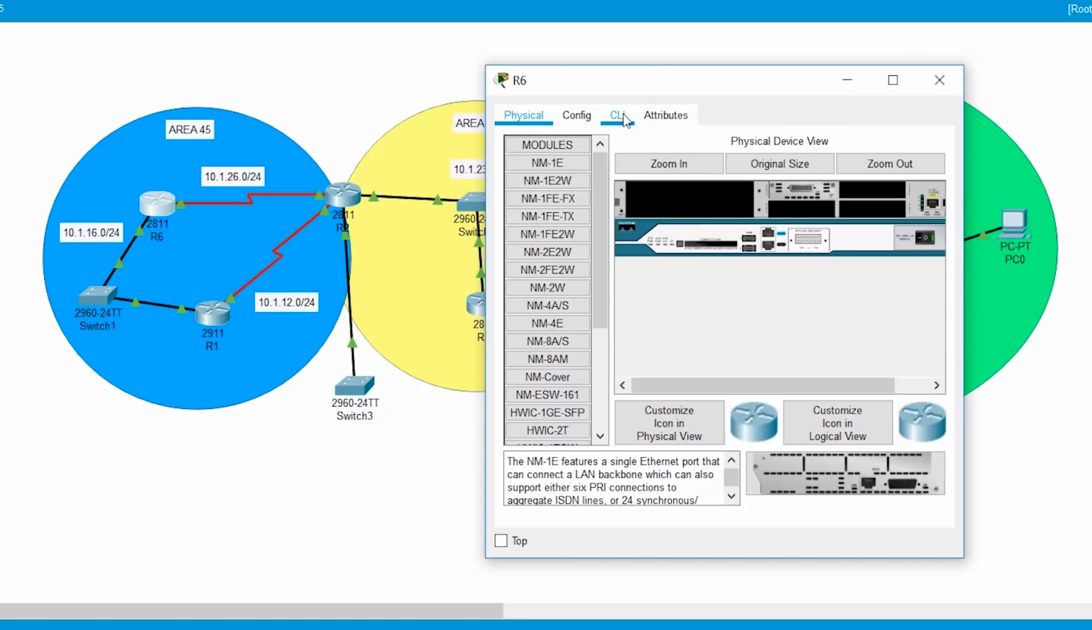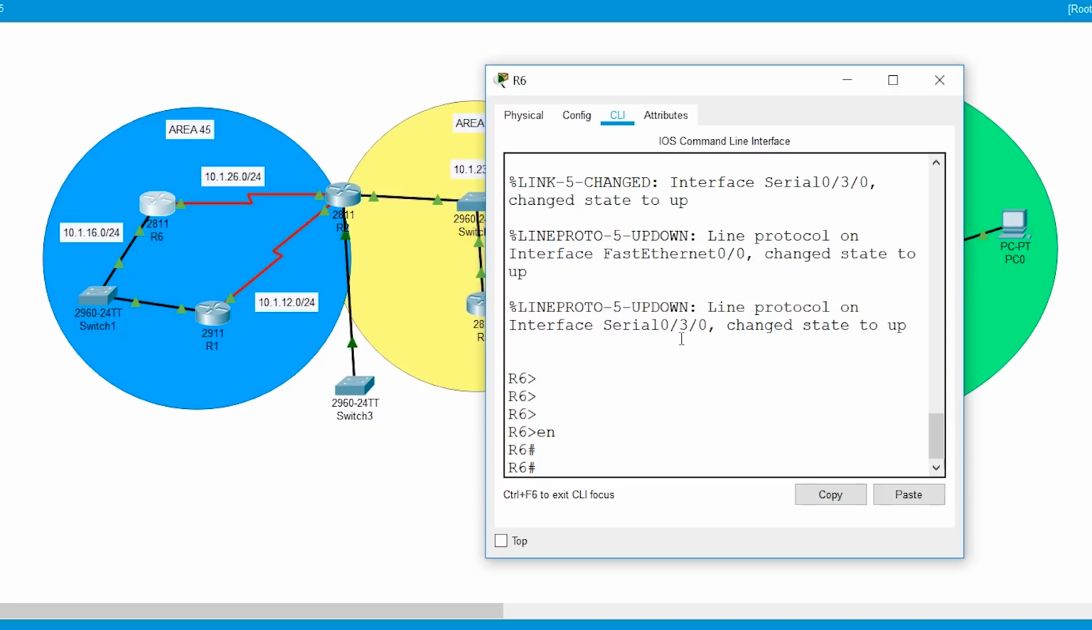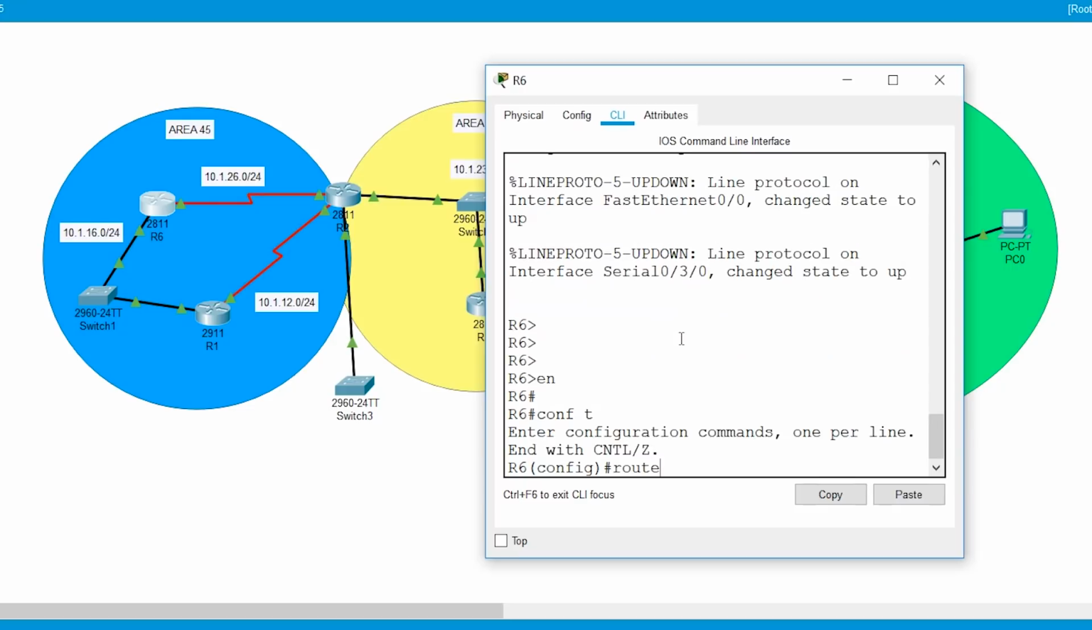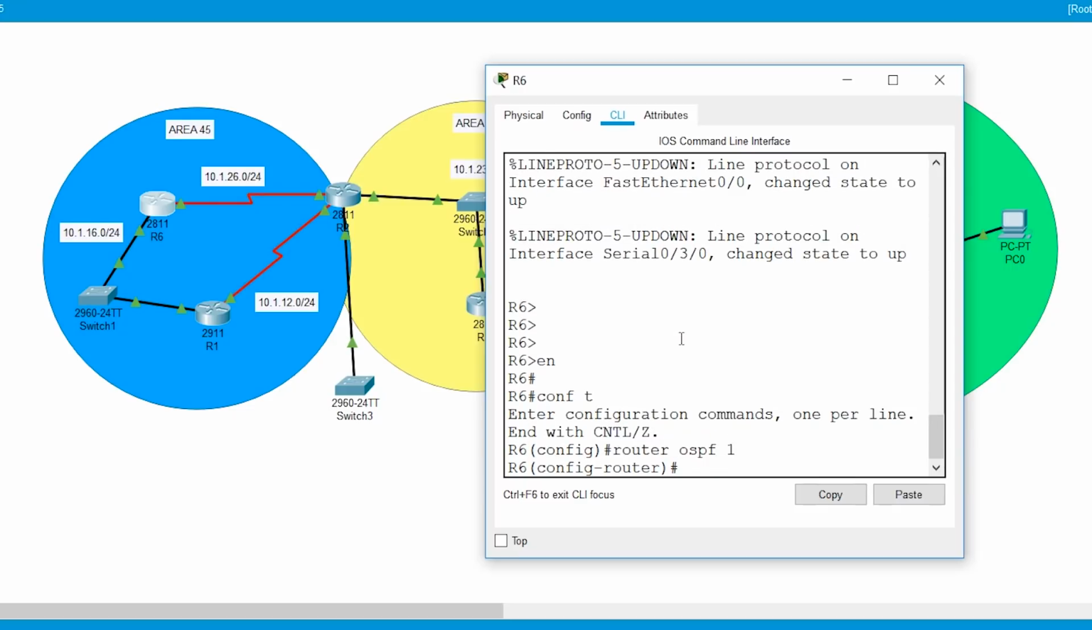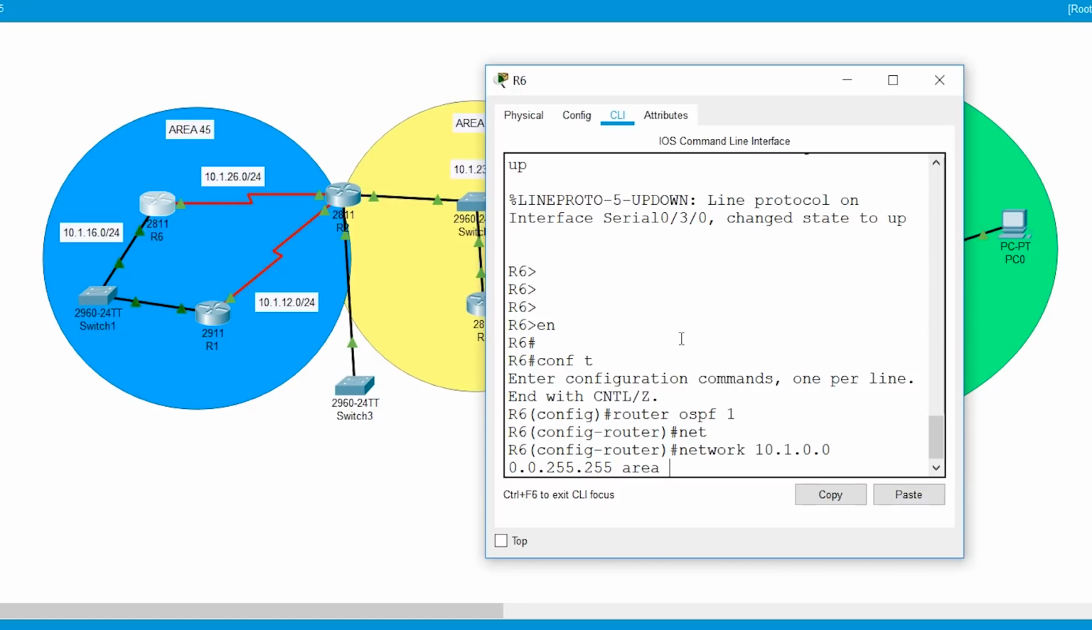Since it is an internal router to area 45, the configuration is exactly what we did in the last 3 videos. So I'm going to quickly go through that. Configure terminal, router OSPF 1, network. Now, we did this in the last video. If I want to enable OSPF in one command, I can do 10.1.0.0 0.0.255.255 area. Which area is this? This is area 45, right?